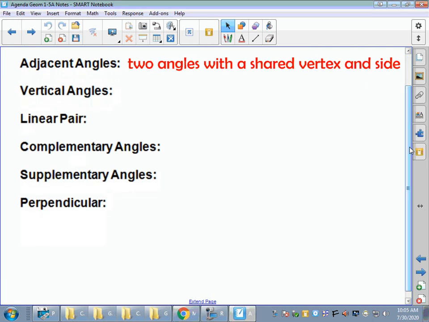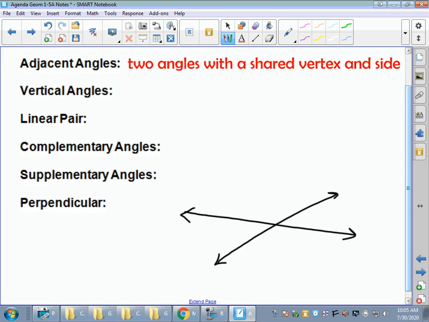So if I made a little diagram over here, I'll end up moving it, but here are two intersecting lines. I'll call these angle 1, 2, 3, and 4. A shared vertex and a shared side. Here's the vertex. Here's the side. So we could say that angle 1 and angle 2 share the vertex and the side. So angle 1 and angle 2 would be adjacent angles.